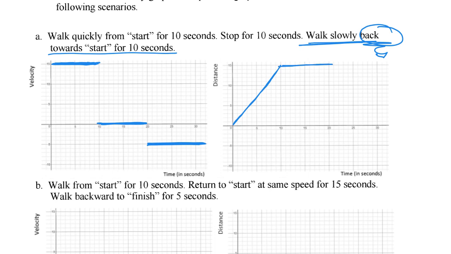And I cannot move from this point to this point and say that I'm walking backwards. Again, it will be a negative slope because I'm walking backwards. But you're walking slowly, so the slope here will definitely be less than the slope in the beginning 10 seconds.